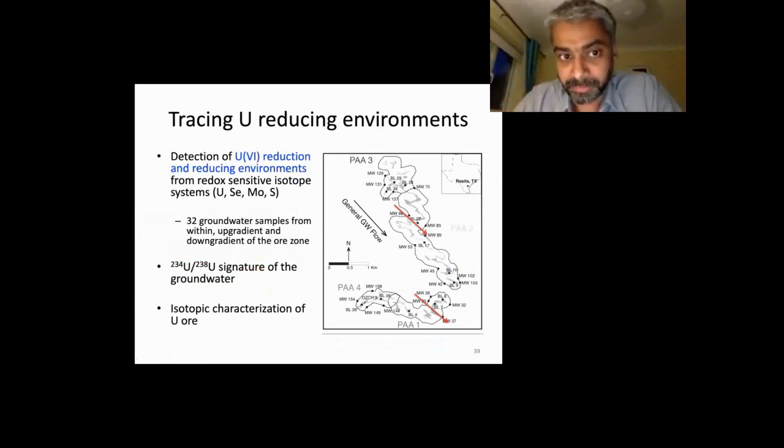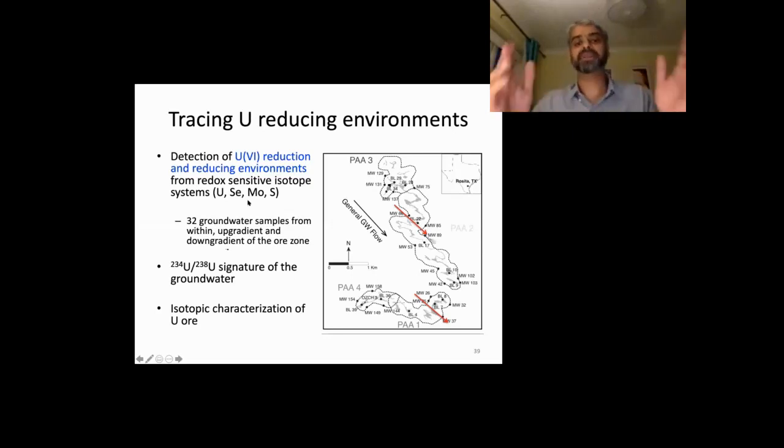fractionation in groundwater. So what we have done is, this is the map view, and this gray shaded area is the roll front. We collected water samples along transects parallel to groundwater flow. Each transect has an upgradient monitoring well, a well drilled within the ore zone or in the roll front, and then a downgradient monitoring well. So groundwater flow is this way. And we characterized pretty much every isotope system from nitrogen to sulfur.